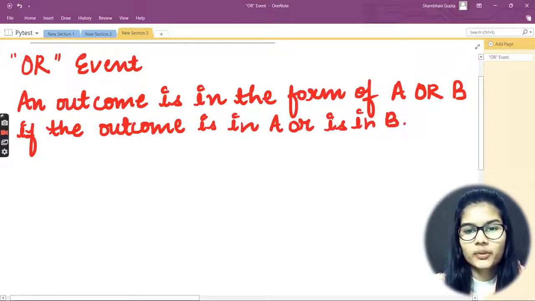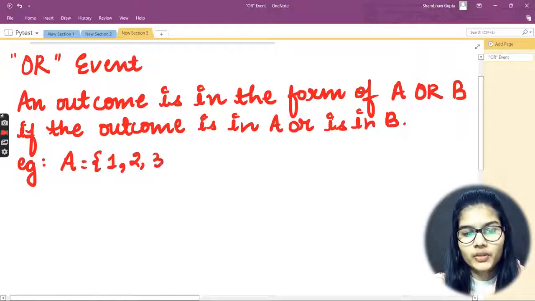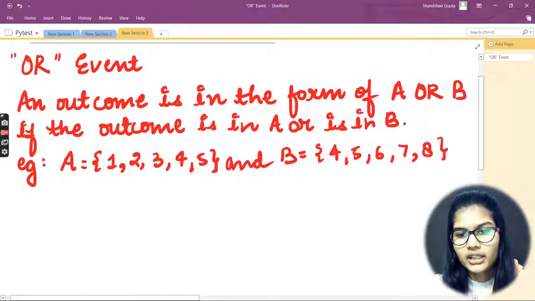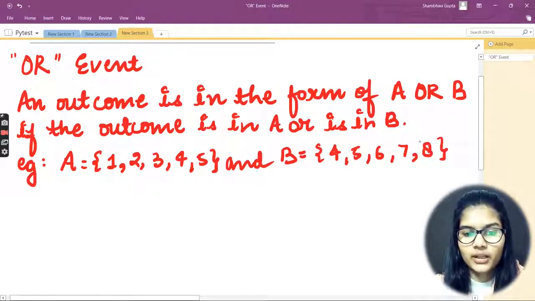Let's say I take a quick example regarding this OR event. Let's say you have an event A, and let's say that's 1, 2, 3, 4 and 5. Okay, let's say this is an event. And what about B? So B is equal to 4, 5, 6, 7, 8. Let's say this is B.